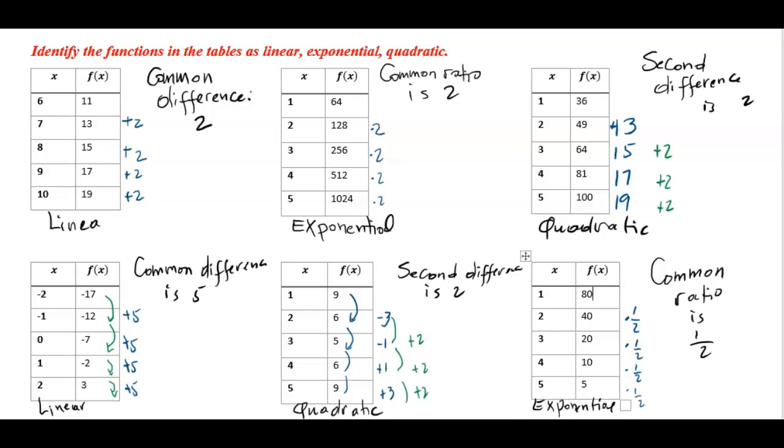And a quadratic has a second difference. So after you do the first difference, if it doesn't work, then you do the second difference. So if the second difference gives you a constant, then you can say it is a quadratic function.